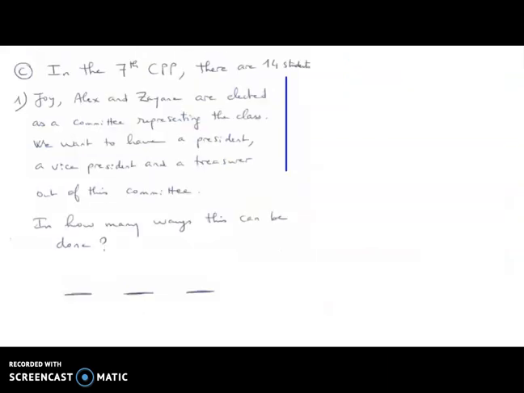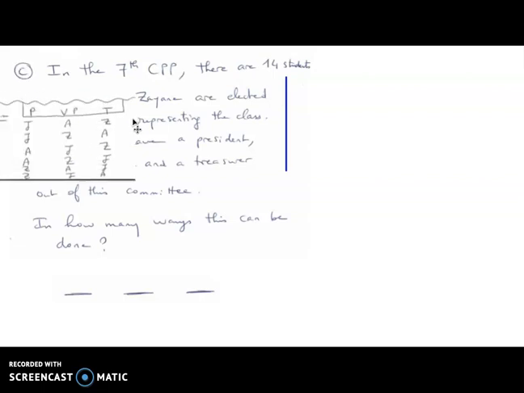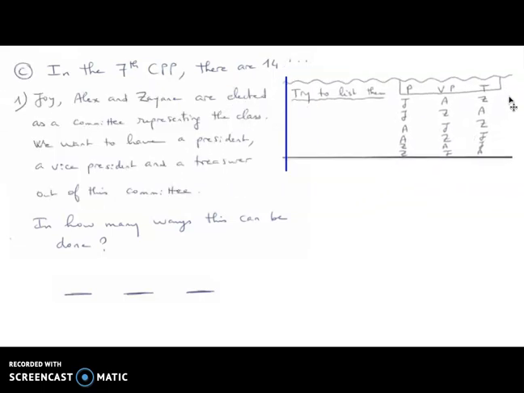In part C, in 7CPP there are 14 students. Joy, Alex, and Zayan are elected as a committee representing the class. We want to have among these students a president, a vice president, and a treasurer. In how many ways can this be done? If you want, we can list the possibilities. Because we have here only 3 students, I can try and play it as a game. And here are the outcomes.